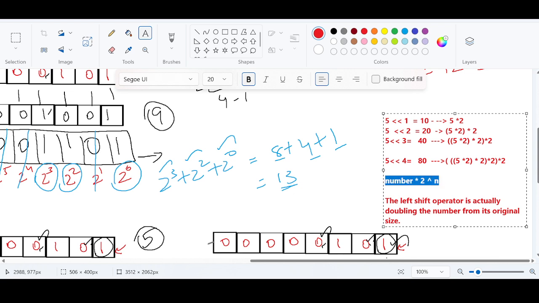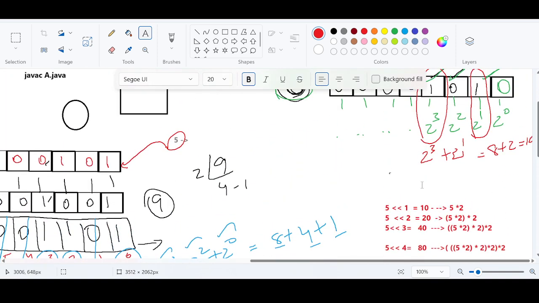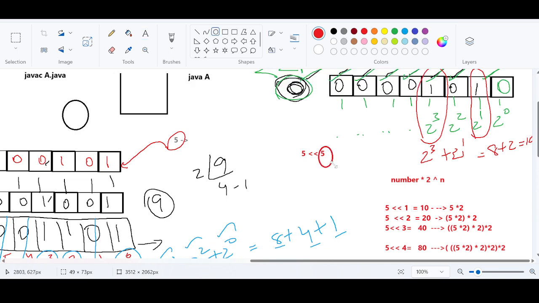Will it really work? Okay, let us apply this formula for the number 5. I want to say 5 left shift of 5. So what is this 5? This 5 is the number, and the other 5 is n.